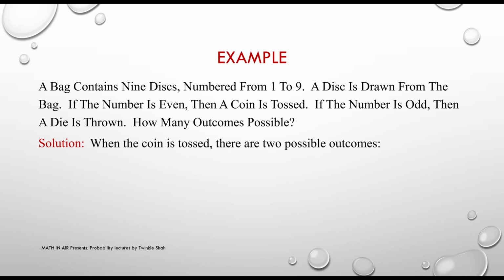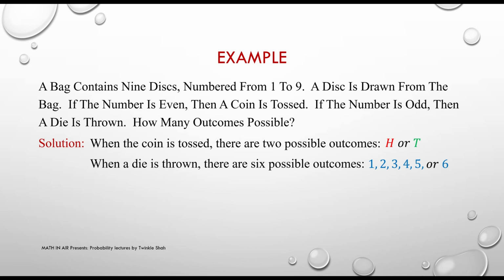When the coin is tossed, there are 2 possible outcomes: head or tail, H or T. When a die is thrown, there are 6 possible outcomes: 1, 2, 3, 4, 5 or 6. Now the first experiment is, if you get an even number disc, toss a coin.